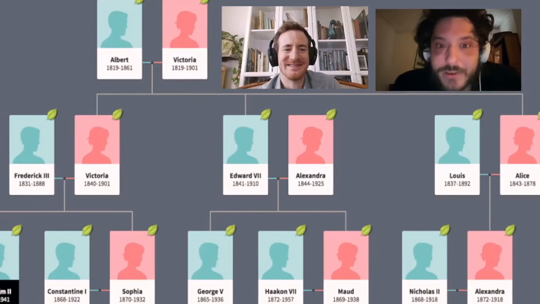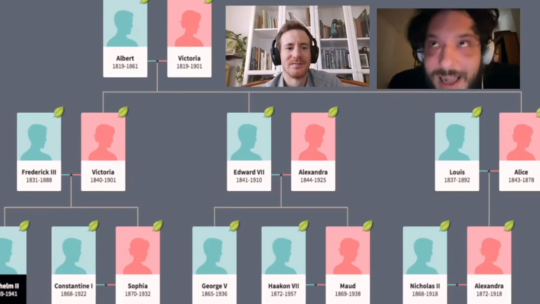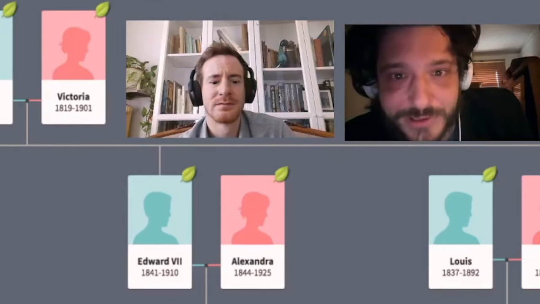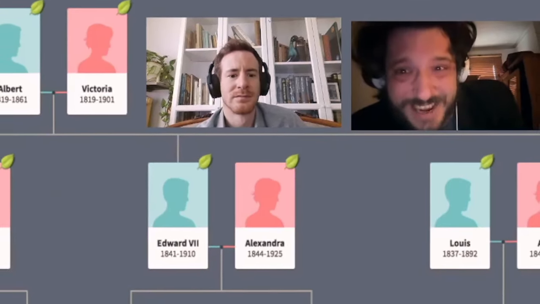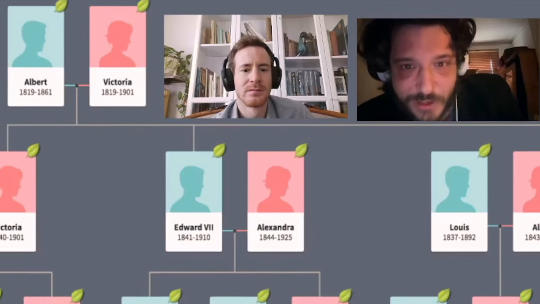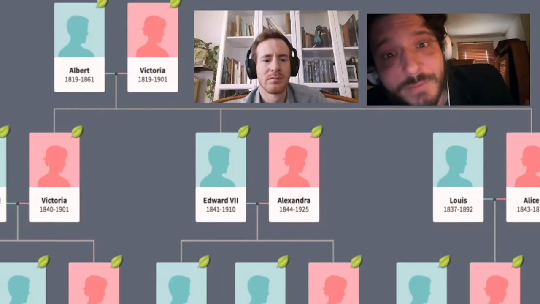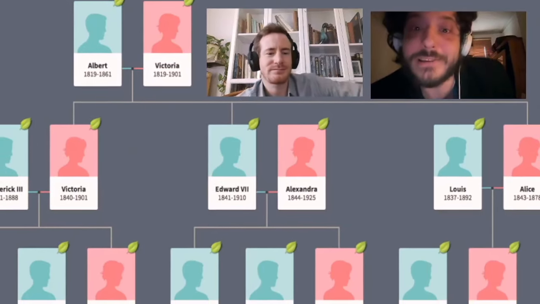So should we start again? Repeat after me. Albert had Albert, who was Bertie, who became Edward. Edward had Albert, aka Eddie, and George, who became King George. King George had David and Bertie, who became King Edward and King George VI. King George VI had Elizabeth and Margaret. Elizabeth and Margaret, our Queen.